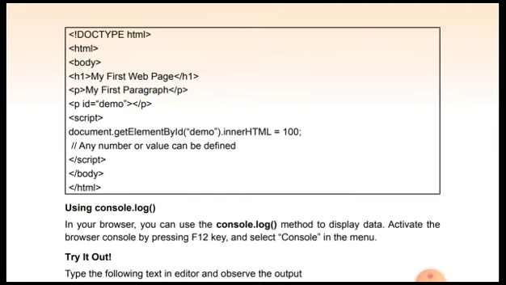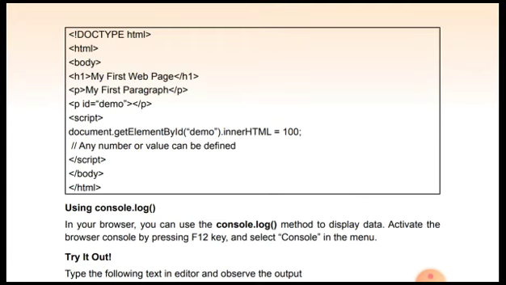Why have we assigned the id demo here? Because we will access this paragraph tag with the help of the getElementById function, and then by using the innerHTML property, we will set some value in this paragraph tag with the id demo. This paragraph tag which has the id demo will be used as a content holder for the message which we are setting by using the innerHTML property.